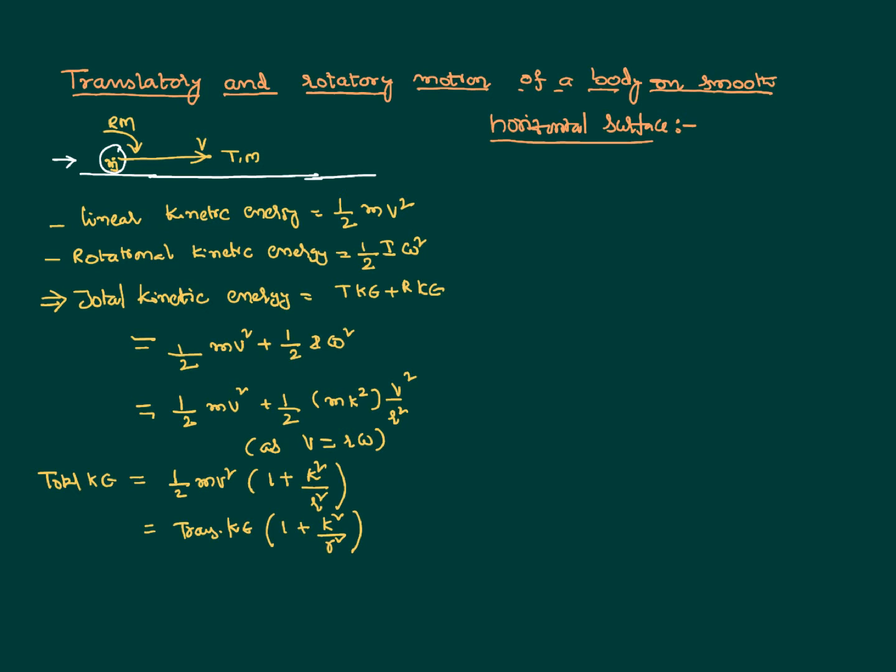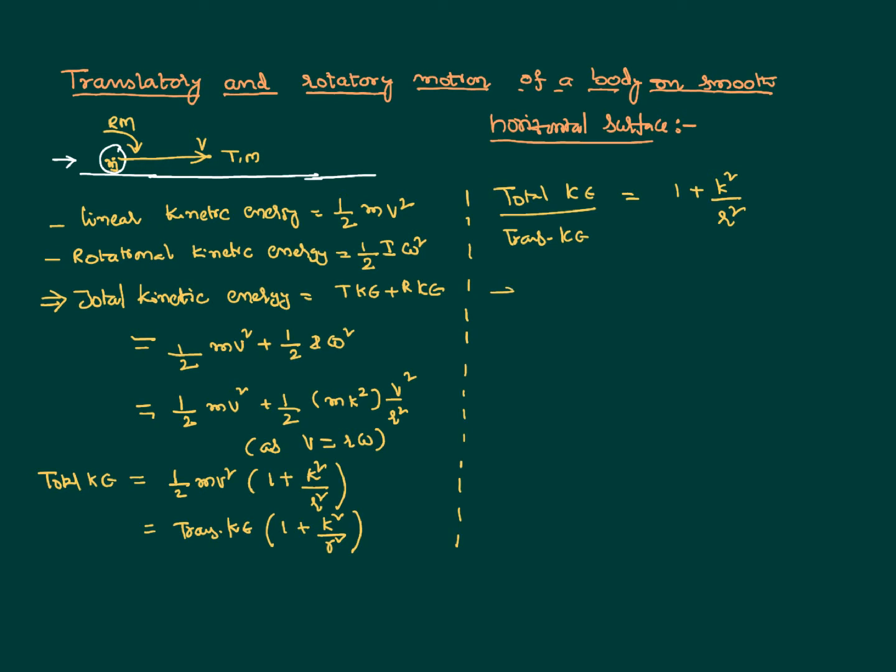So what is the ratio of total kinetic energy of a body to its translational kinetic energy? Simply depends on the value of k square by r square. That implies total kinetic energy by translational kinetic energy is 1 plus k square by r square. So it's this value we can identify depending on the type of the body.